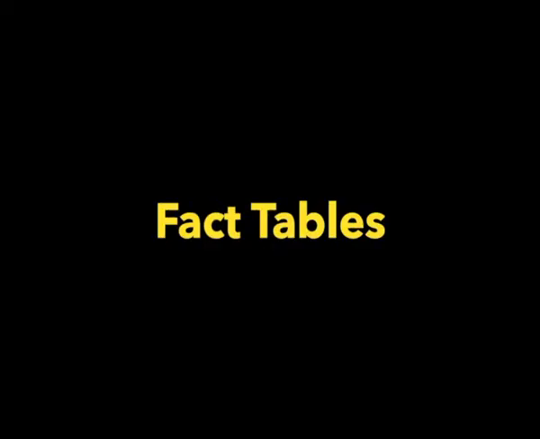The next topic is fact tables. Measures are stored in fact tables. Fact tables contain a composite primary key, which is composed of several foreign keys, and a column for each measure that uses these dimensions.